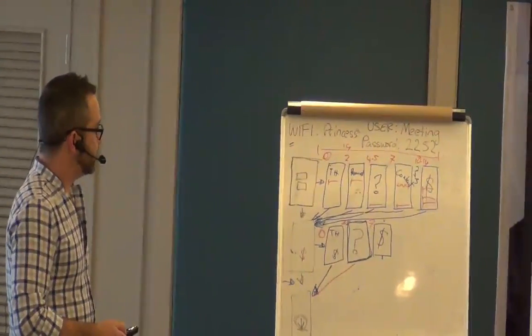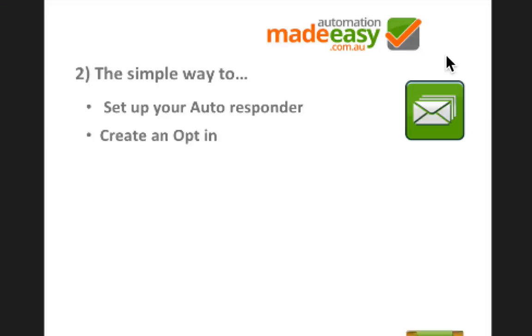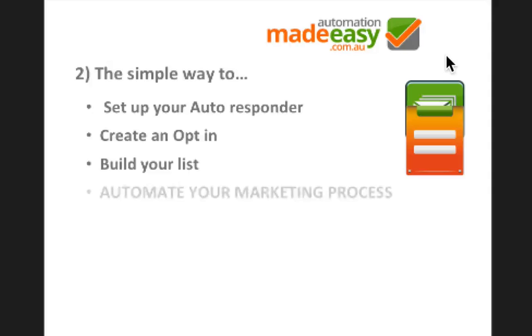So now we're going to have a look at the simple way to set up your autoresponders. Create an opt-in, build your list, automate your marketing process. Automate this process, rinse and repeat. Would that be good? Yesterday was about getting started. Today we're just going to go straight into the software and work out how to do it.